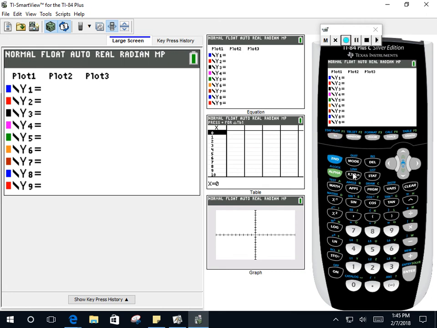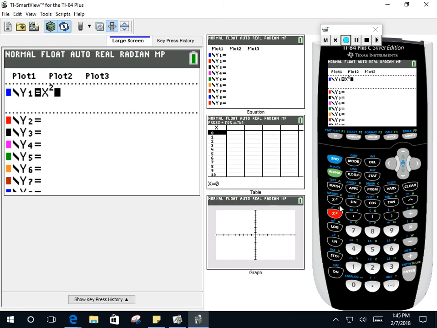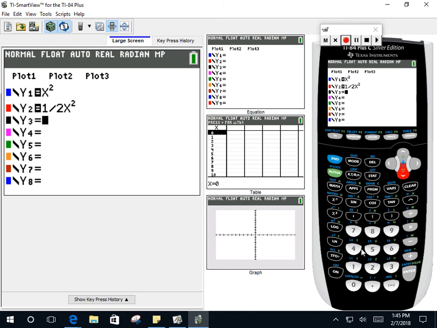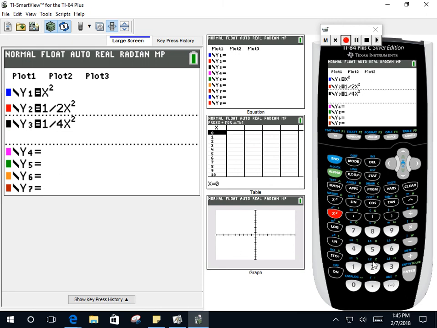Okay, so now y equals x squared is the first one. The second equation is y equals 1/2 x squared. You can do alpha y equals n over d to type that in, or you could simply do 1 divided by 2 and then x squared. And then for 1/4, you can just do 1/4. Or if you want to, because you're used to typing in the fraction thing, you can use alpha y equals n over d, whatever you want.